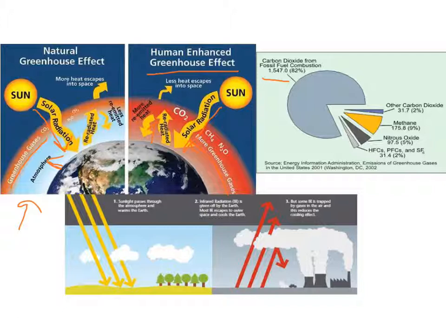And then this last picture down here is showing how sunlight passes through the atmosphere and warms the Earth. The infrared radiation is given off by the Earth, and most infrared radiation escapes to outer space and helps keep the Earth warm enough, at a right, stable temperature. But if we look at point 3 here, some of the infrared radiation is trapped by gases in the air, and this reduces the cooling effect. So that's starting to contribute to the global climate change effect.